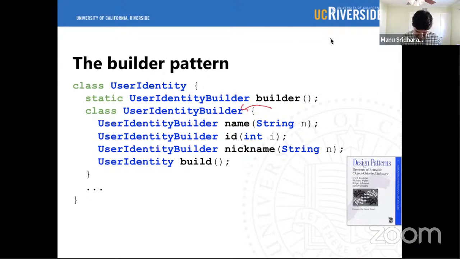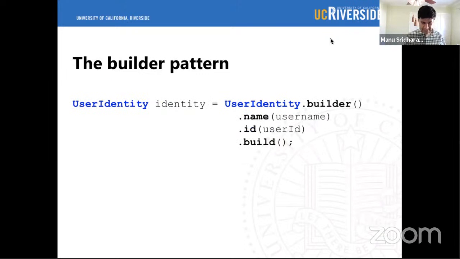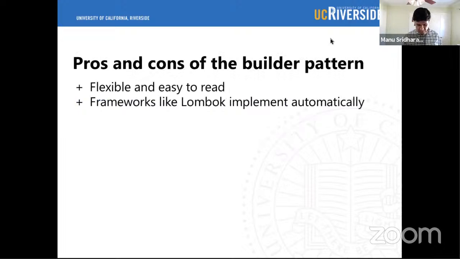And very often, this code is written with each method returning the builder itself. And so you can write your construction code in this nice fluent style, right? So here, I create a builder, and then I invoke name and ID to set the name and ID. And finally, I call build to get my final user identity object. So this looks much nicer. As you can see, it's very clear what purpose each parameter is getting passed for. So this is flexible, easy to read. We avoid this issue with having to write an exponential number of constructors.